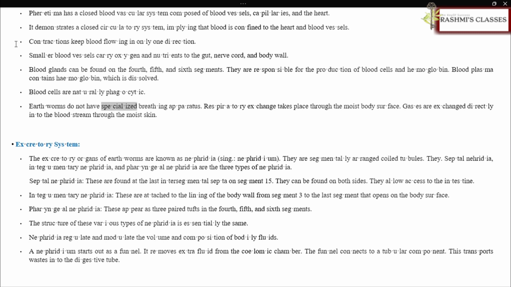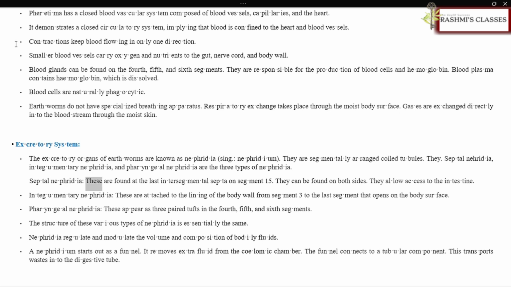Earthworms do not have specialized breathing apparatus. Respiratory exchange takes place through the moist body surface. Gases are exchanged directly into the bloodstream through the moist skin. Excretory system. The excretory organs of earthworms are known as nephridia, singular nephridium. They are segmentally arranged coiled tubules. Septal nephridia, integumentary nephridia, and pharyngeal nephridia are the three types of nephridia.